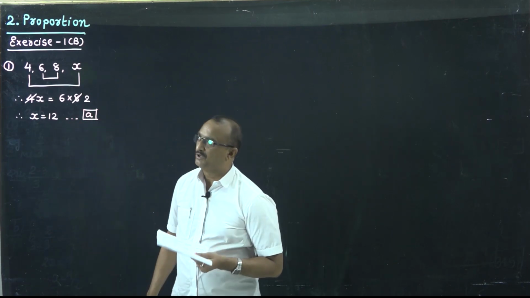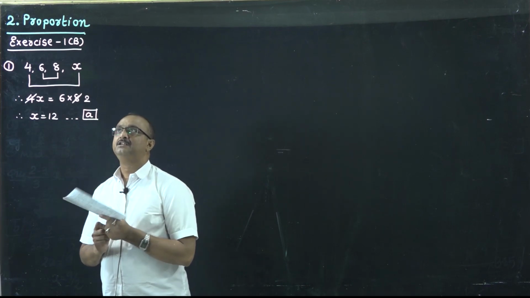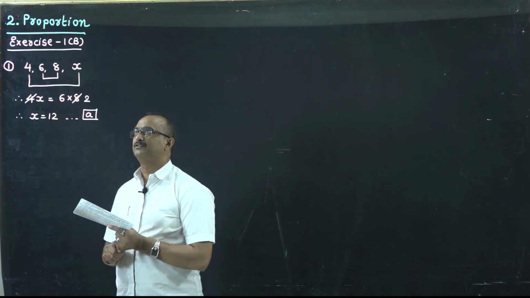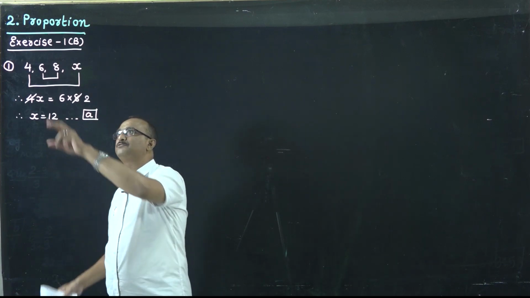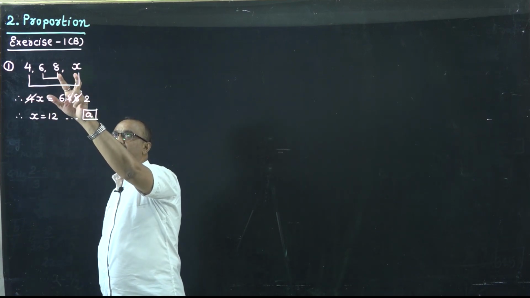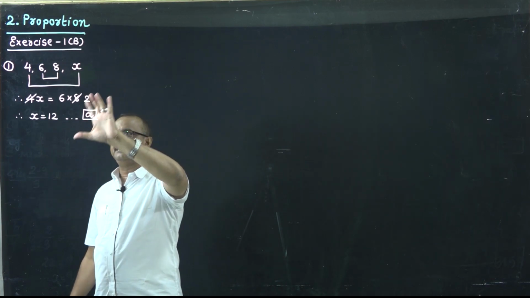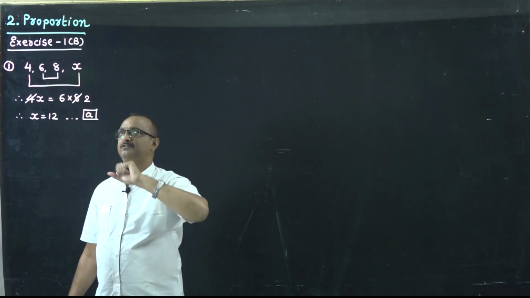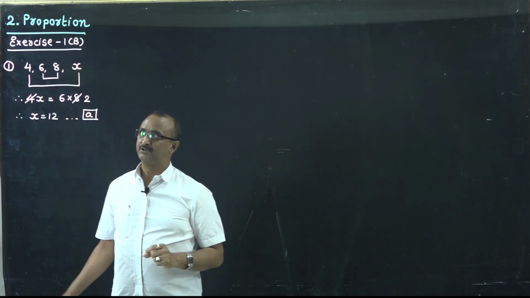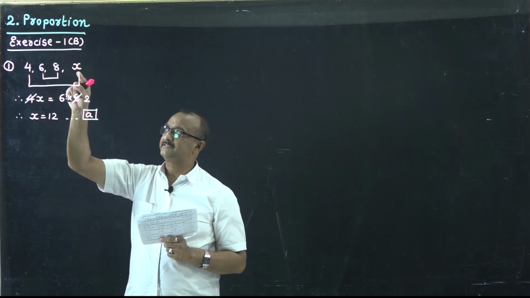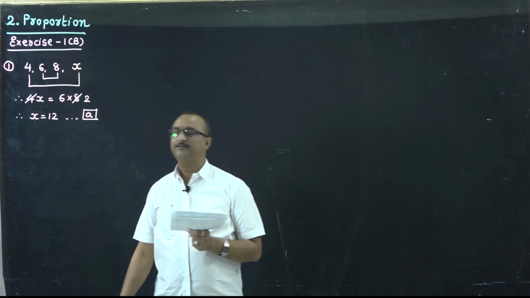So remember, this question will come very often, product of extremes. And if you cannot remember this, we can also write it this way: proportion means what? 4/6 equal to 8/x, then also you get the answer. But it is a very easy and quick method to find any number of a proportion. Again, product of extremes equals product of means.